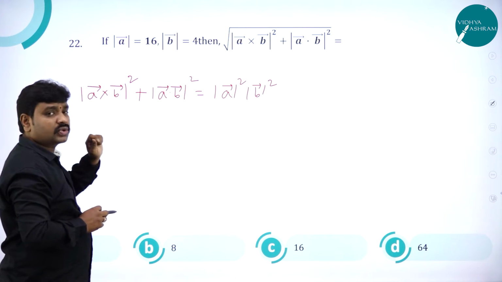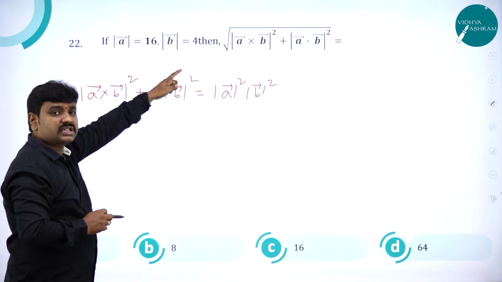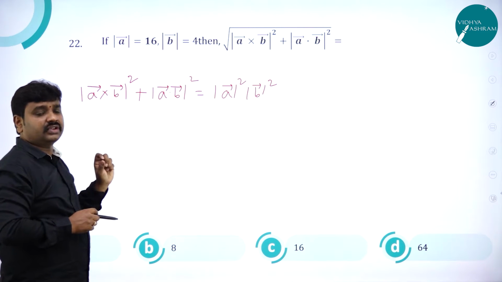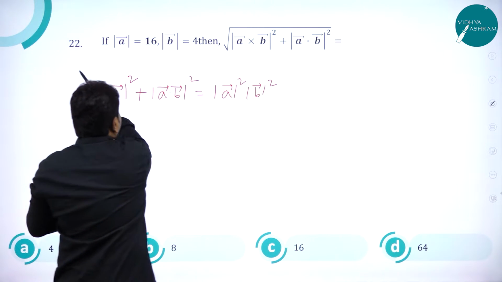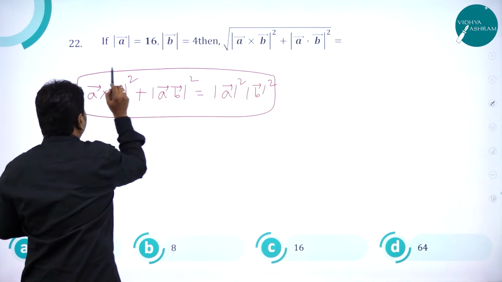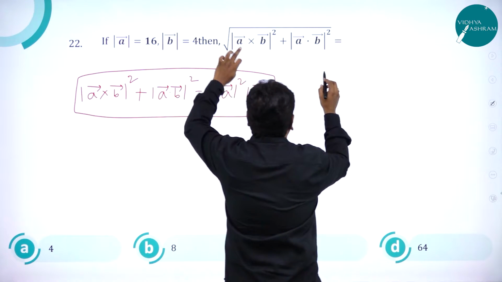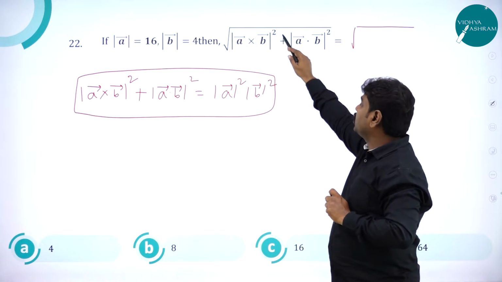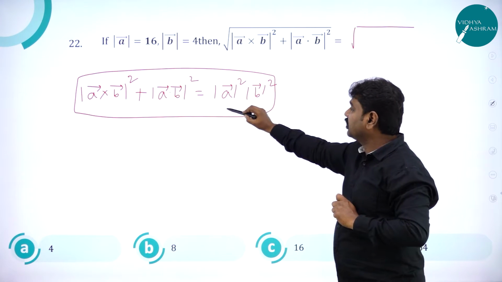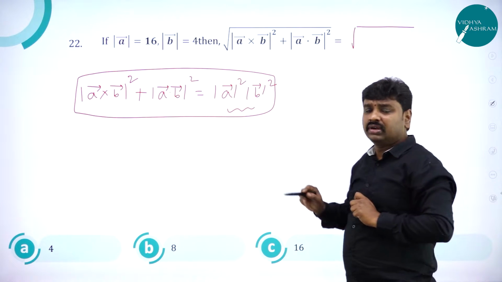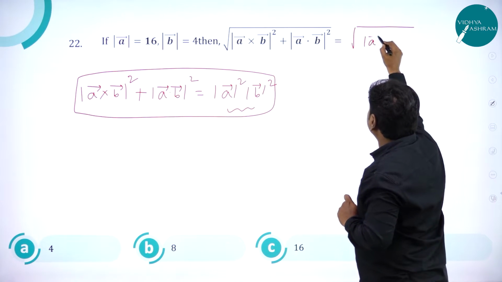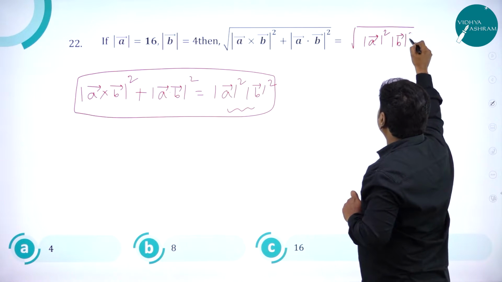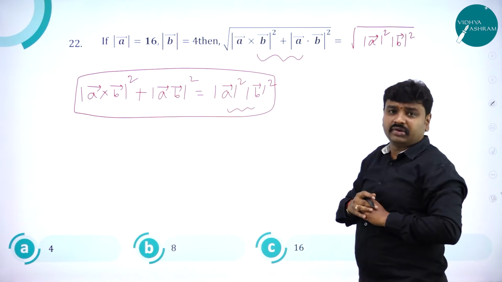Magnitude of cross product whole square plus magnitude of dot product whole square is magnitude A square, magnitude B square. This can be derived using the definition of dot product and cross product. Now if I use this relation, the problem reduces. Now they want you to find this root. I'll retain it as it is. What is magnitude A cross B the whole square plus magnitude A dot B the whole square? Can I say this is magnitude A square, magnitude B square? So now this whole thing is magnitude A square, magnitude B square under root.